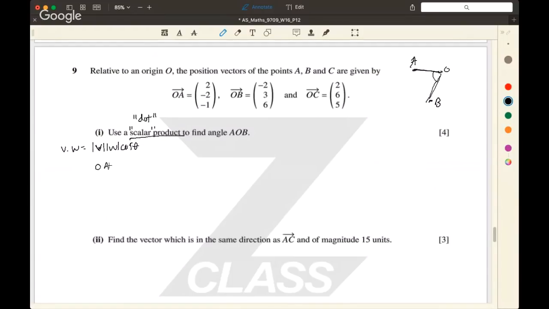So in this case, we've got that OA dot OB is equal to the magnitude of OA, which is the square root of 4 plus 4 plus 1, which is the square root of the sum of the squares, you know, Pythagoras, basically, in arbitrarily many dimensions, of the components of this vector, times the magnitude of OB, which is 4 plus 9 plus 36, cosine of theta, and that's equal to the dot product of the 2 in terms of their components, which I'm going to write like this.